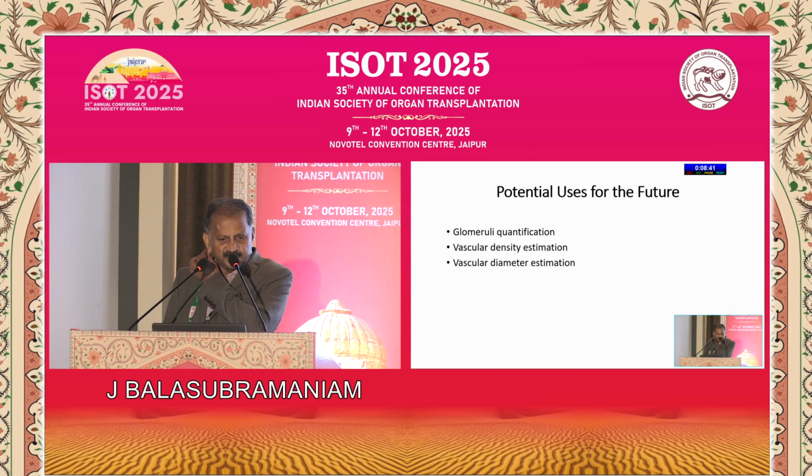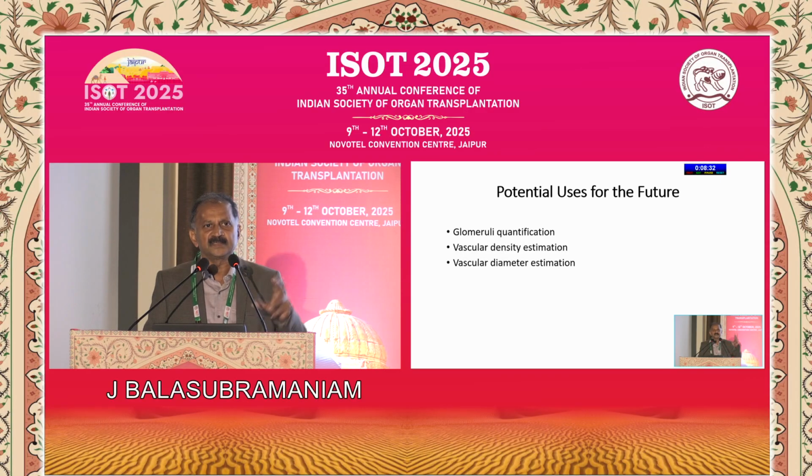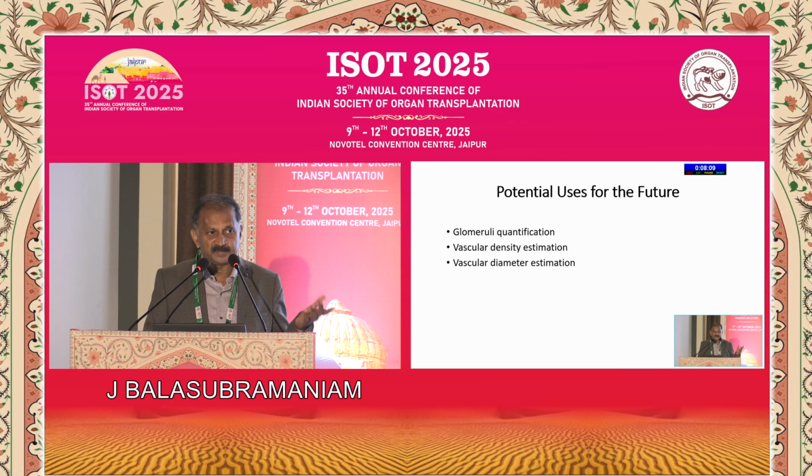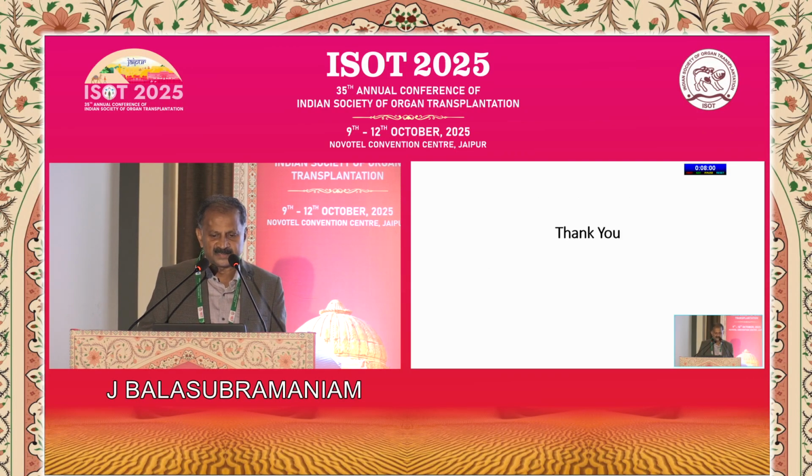So the potential uses for the future: glomeruli quantification, and they are able to measure the density of the vasculature at any given place. So when there is more fibrosis and the vessels go, or even in calcineurin toxicity where there is vasoconstriction, the density of the vessels may look less. And they claim they can even measure the diameter of these vessels. Again, in early calcineurin toxicity, because of vasoconstriction, the diameter might go down. These are all my assumptions and postulates. And so with more use, we may be able to come out with early recognition of all these things. Thank you.